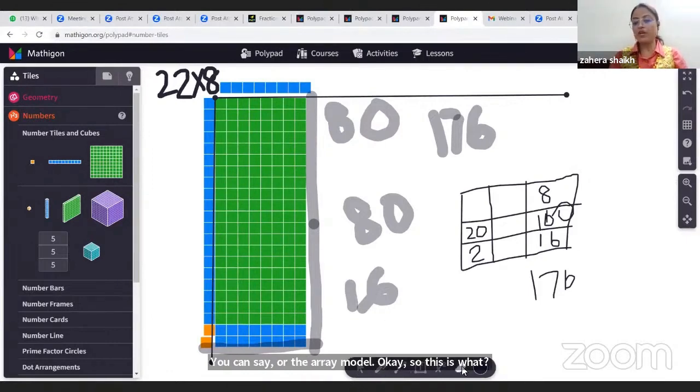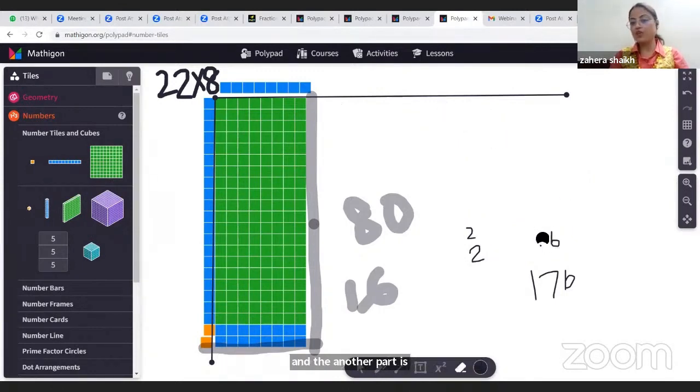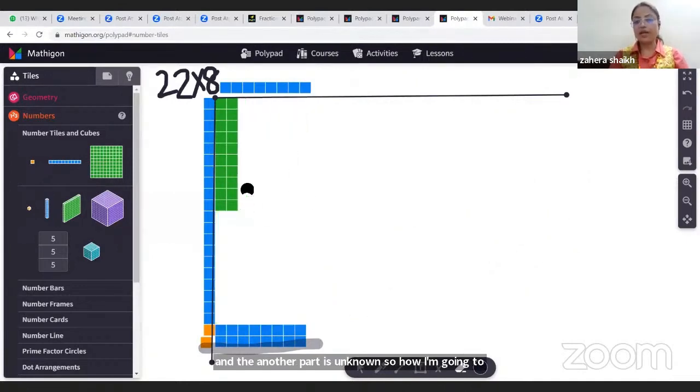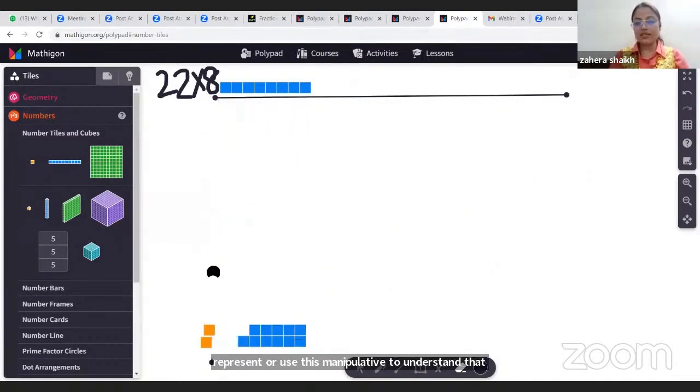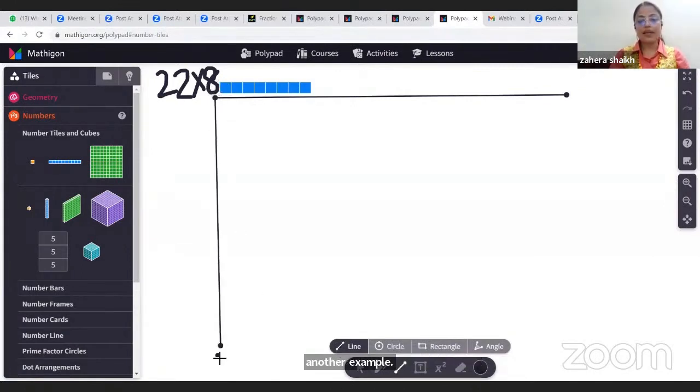But if you have a question where the product is given and one part is given and the other part is unknown, how am I going to use this manipulative to understand and solve that problem, okay? So I'll just take another example. Again, I have these 2 lines, vertical and horizontal.